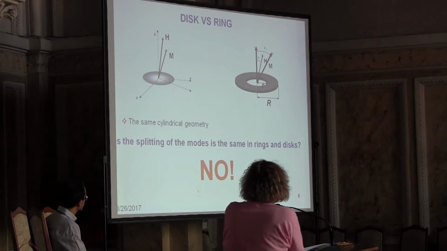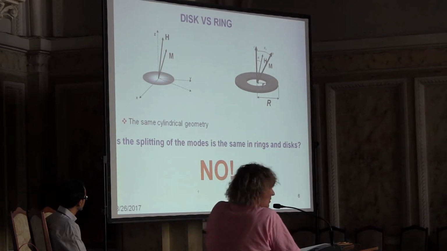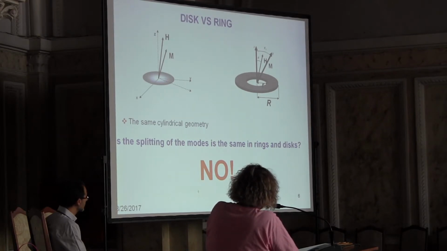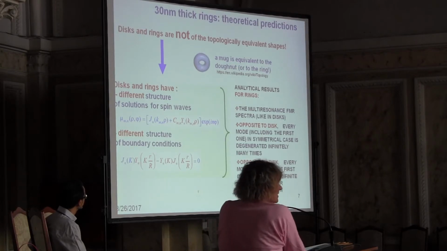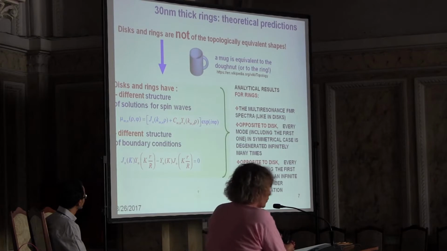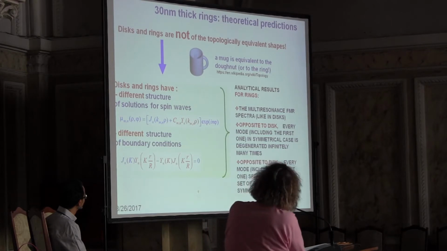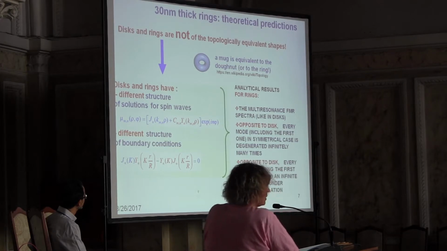The question is, maybe we have the same in rings as in disks, the same picture of splitting. Why not? They have the same cylindrical symmetry. But the answer is no. Why? Because rings and disks have absolutely different shapes from the topological point of view. Actually, rings are much more similar to a map than to a disk.